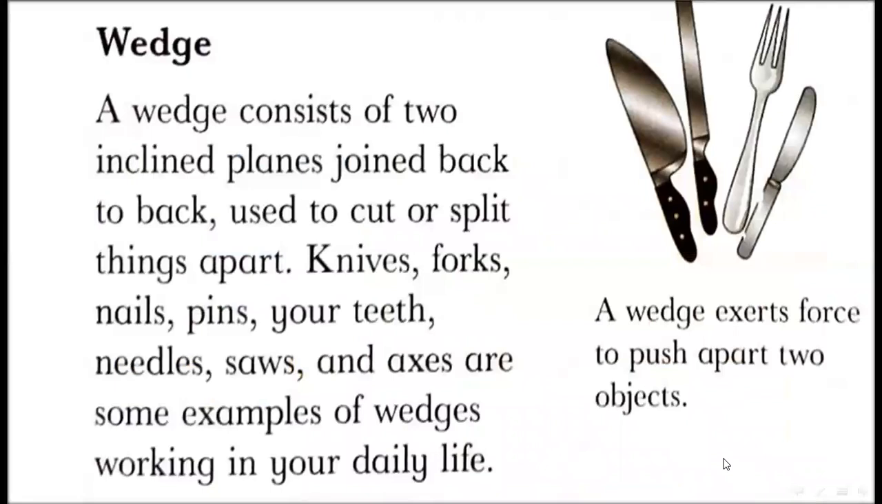Wedge. A wedge consists of two inclined planes joined back to back, and it is used to cut or split things apart. Knives, forks, nails, pins, your teeth, needles, saws, and axes are some examples of wedges working in your daily life. See here, a wedge exerts force to push apart two objects, and a wedge is used to cut or split things apart.